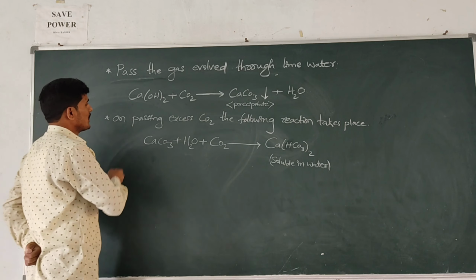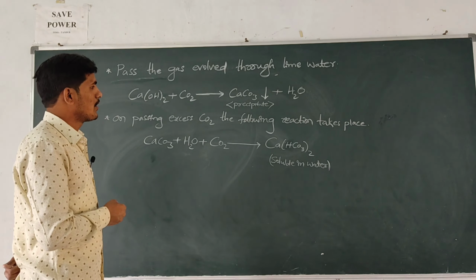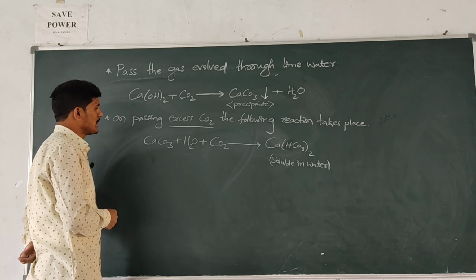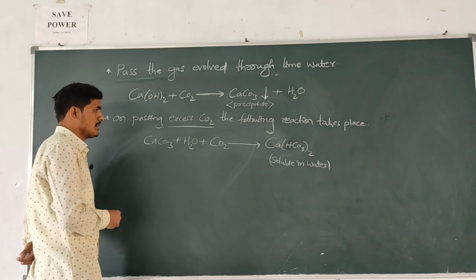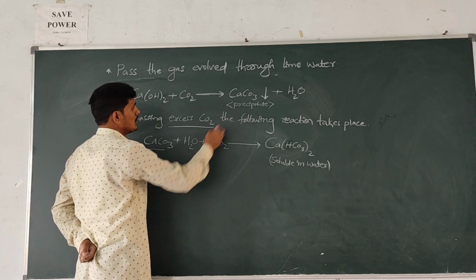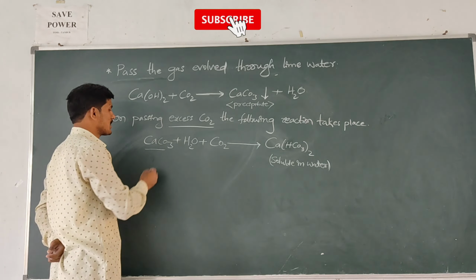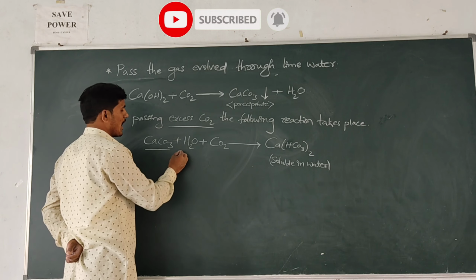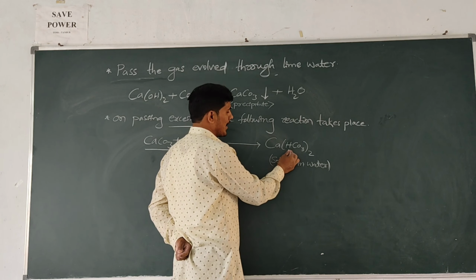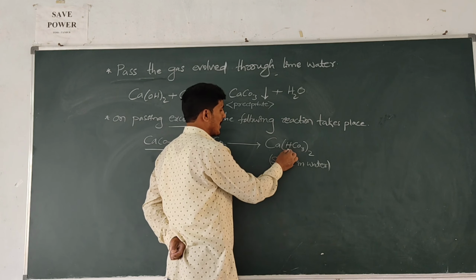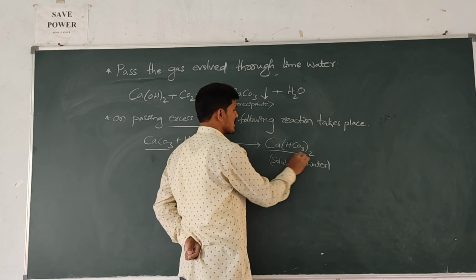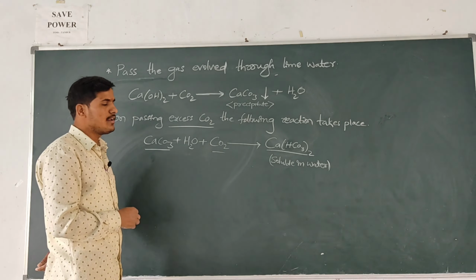Again, on passing excess carbon dioxide, the following reaction takes place. Here the precipitate formed in the above reaction, calcium carbonate, is taken as a reactant, and when we add water and carbon dioxide, calcium hydrogen carbonate, or calcium bicarbonate, is formed. This calcium hydrogen carbonate is soluble in water.